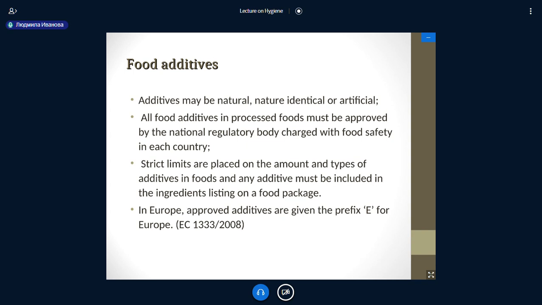Additives may be natural, nature-identical, and artificial. All food additives in processed foods must be approved by the national regulatory body, charged with food safety in each country. But now there is a general EU regulation for food additives, and it's important to keep the strict limits. Strict limits are placed on the amount and types of additives in food, and any additive must be included in the ingredients listing on the food packages. In Europe, approved additives are given the prefix E for Europe.